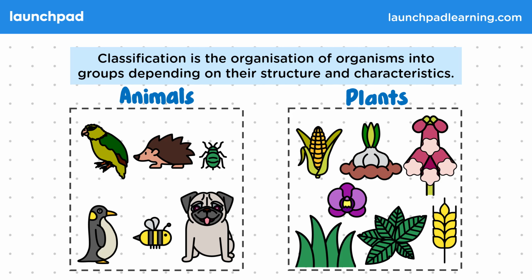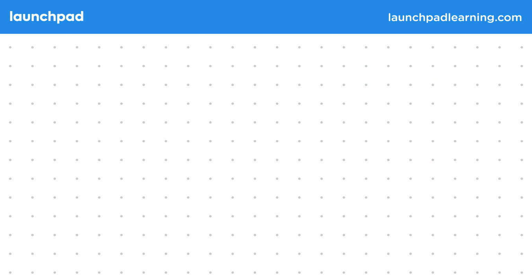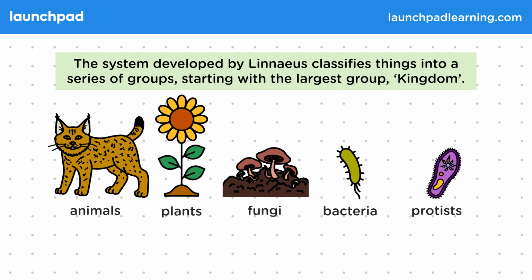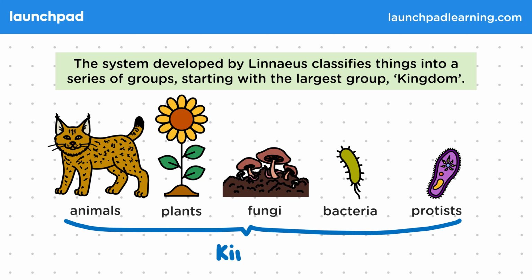What are the 5 kingdoms according to the Linnaean classification system? The system developed by Linnaeus classifies things into a series of groups, starting with the largest group, kingdom. This diagram shows the 5 kingdoms which you will have met elsewhere in the course.